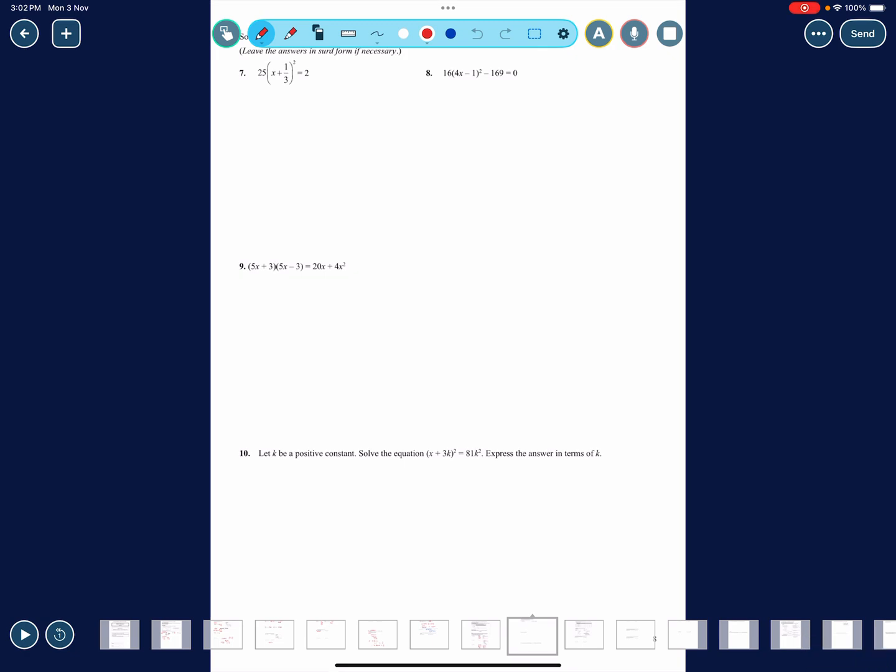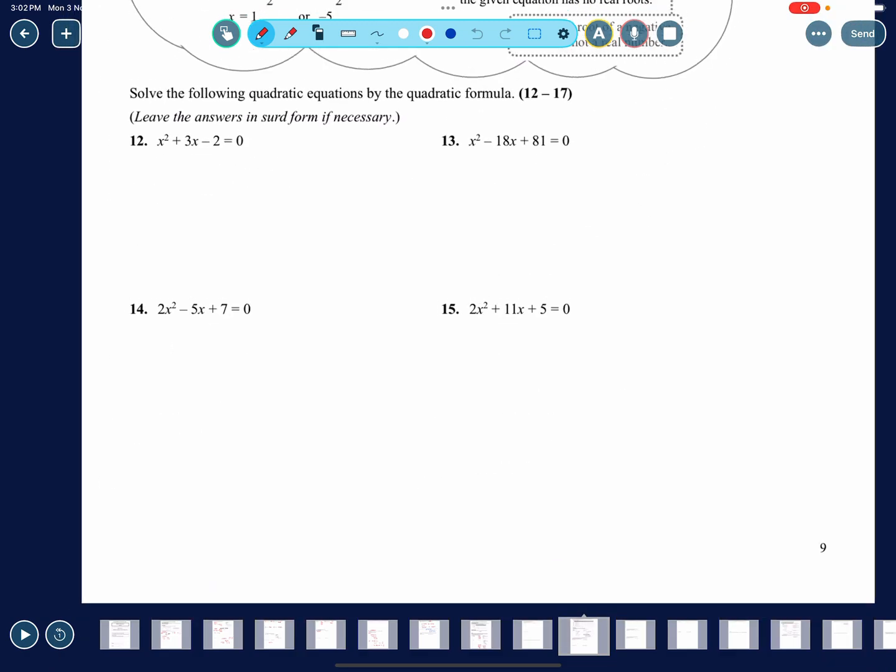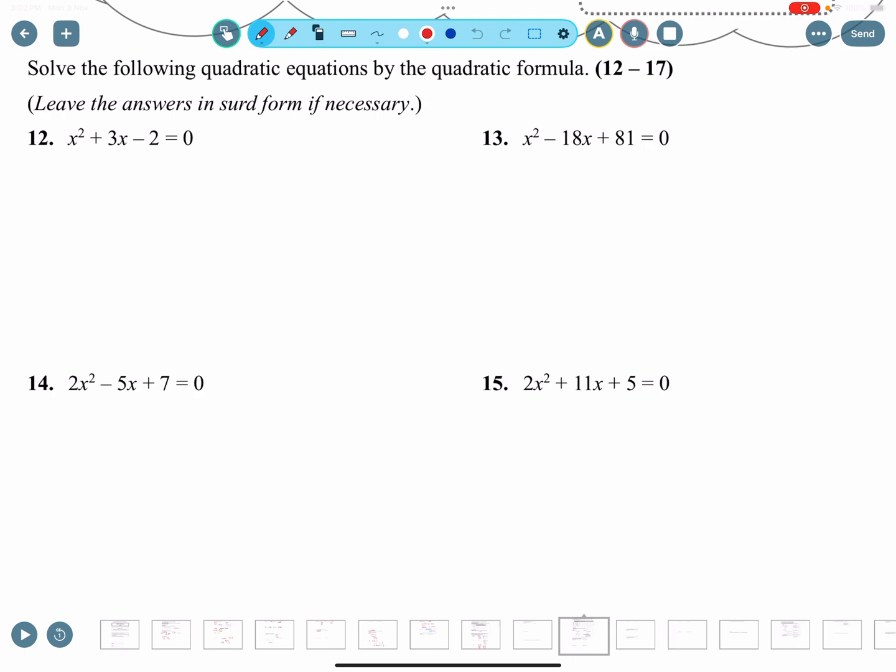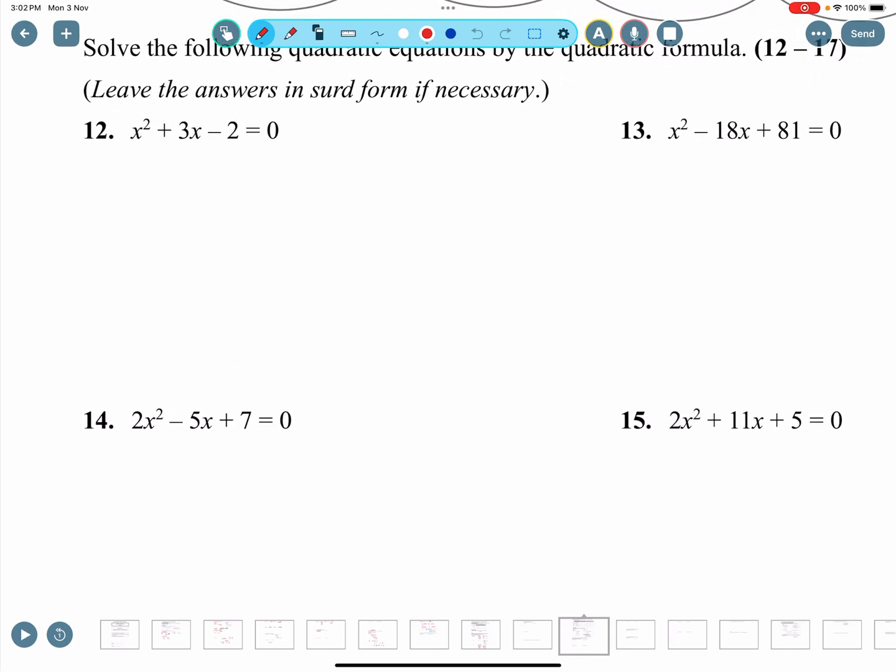Okay, so I will now teach you how to memorize that. You find your own way to memorize it. I will teach you how to use quadratic formula.